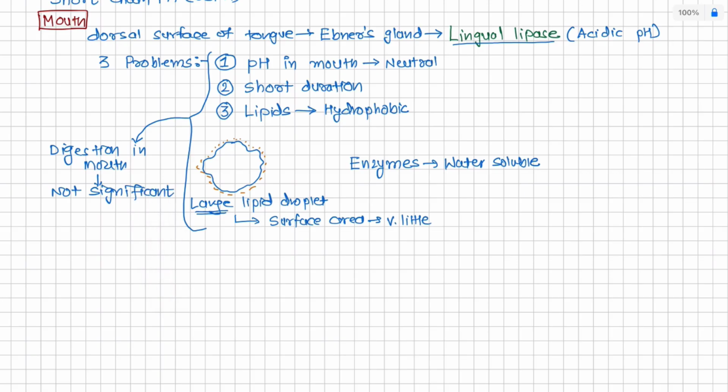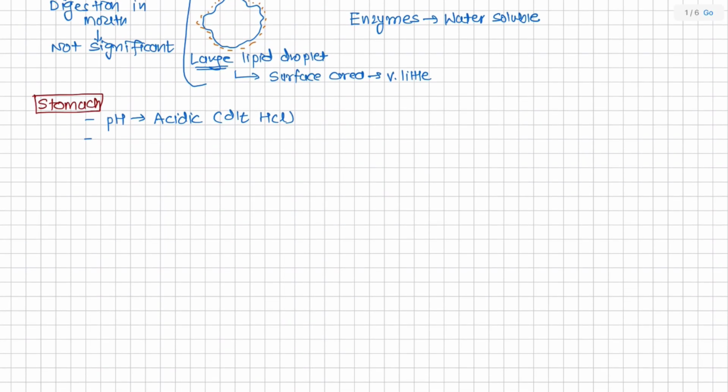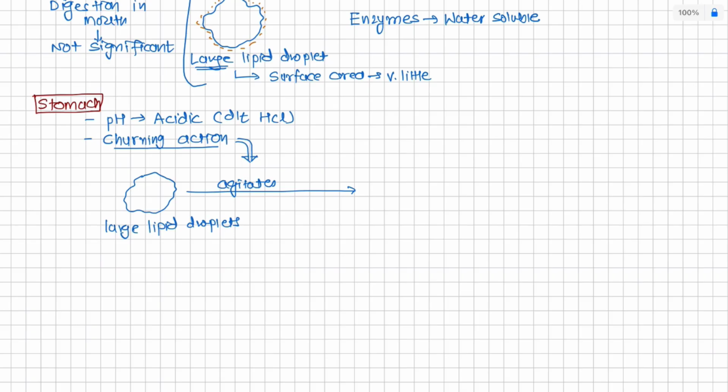But this doesn't mean lingual lipase is useless. We will see why in a moment. After the mouth, food travels through the esophagus and enters the stomach. Inside the stomach, the pH becomes acidic due to hydrochloric acid. Along with this, there is a vigorous muscle contraction called the churning action of the stomach. This churning action is very important. It agitates these large lipid droplets and converts them into many smaller lipid droplets.